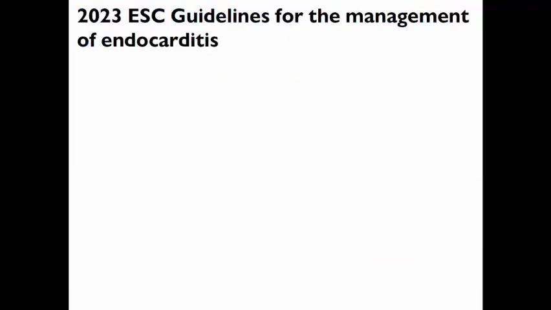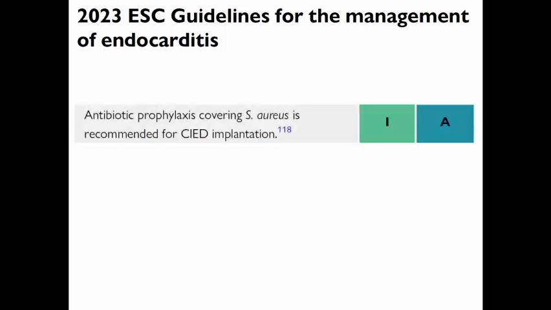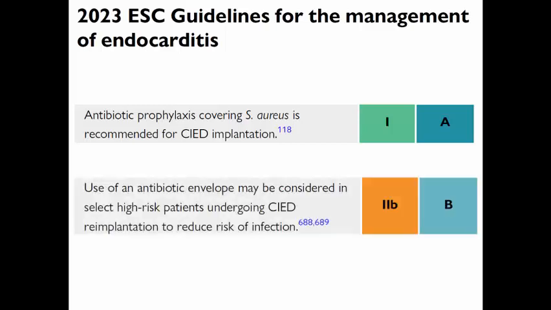Is there any change in the 2023 guidelines regarding the prevention? Still, antibiotic prophylaxis covering Staph aureus is indicated as a class 1, and using an antibiotic envelope is still class 2B in selected high-risk patients undergoing cardiac device re-implantation to reduce the risk of infection. So it is not a routine measure, but selected in high-risk patients.